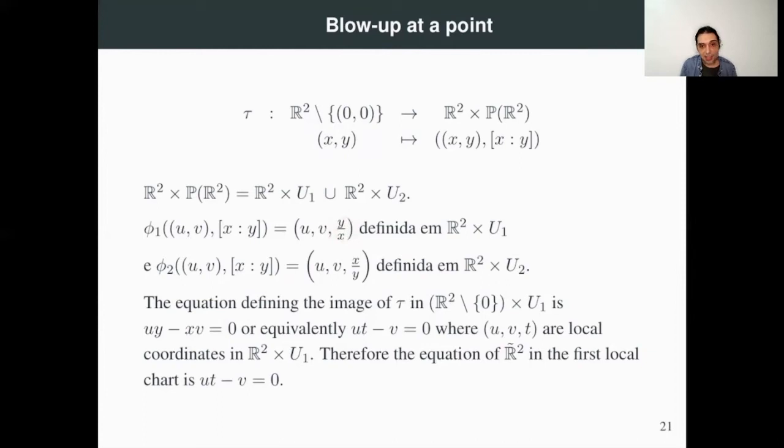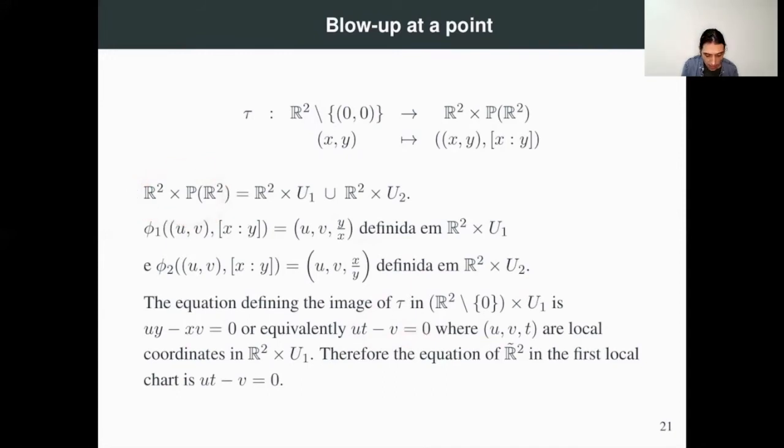And in these local coordinates, in the first local chart, the blow up of the plane at a point has an equation which is u times t minus v equal to 0. Okay? But what happens is that this map over here, as a map from R3 to R, is a submersion. So the preimage of 0 is actually going to be a submanifold of this space.